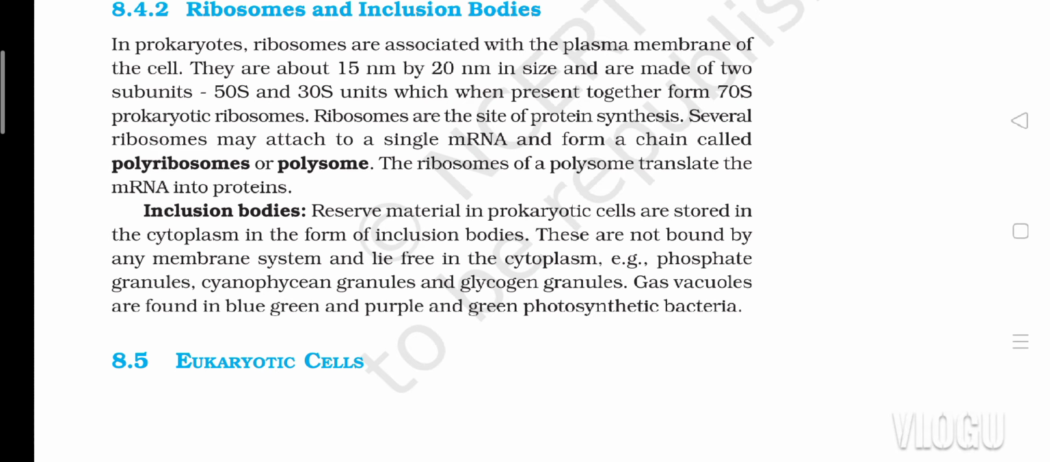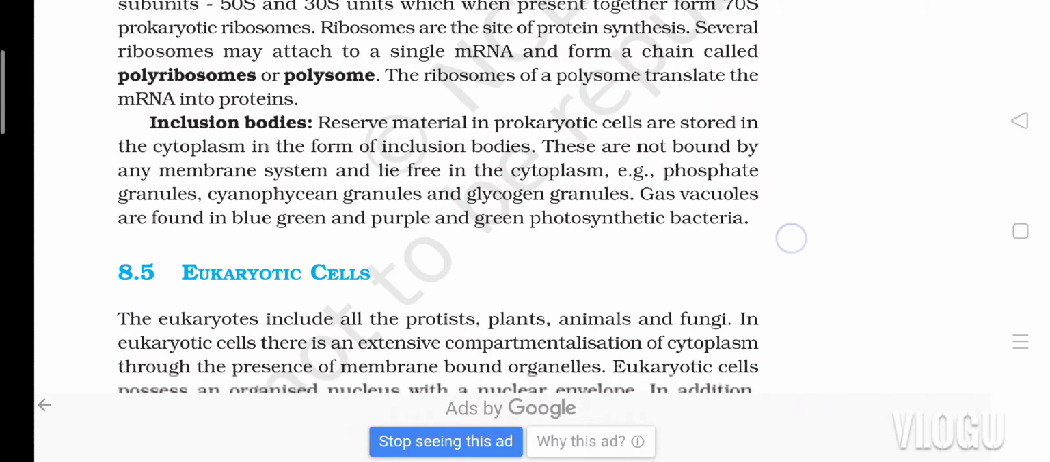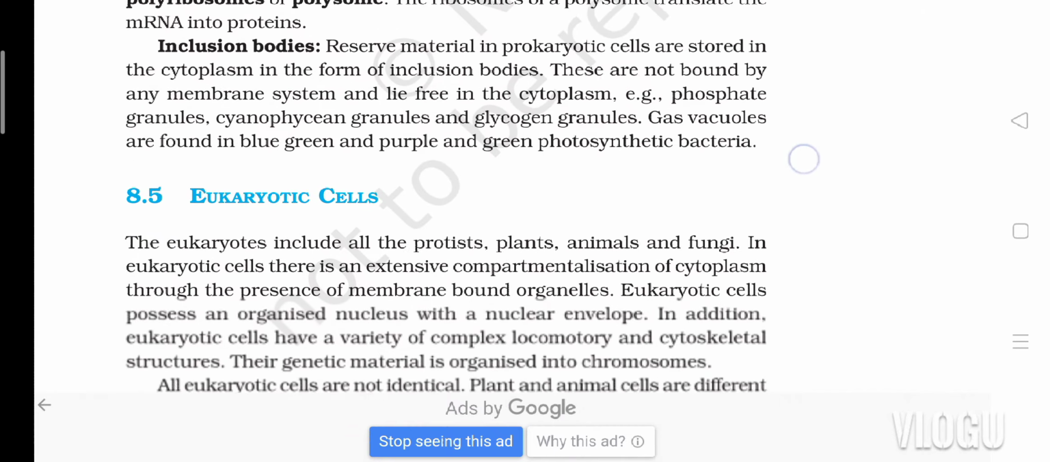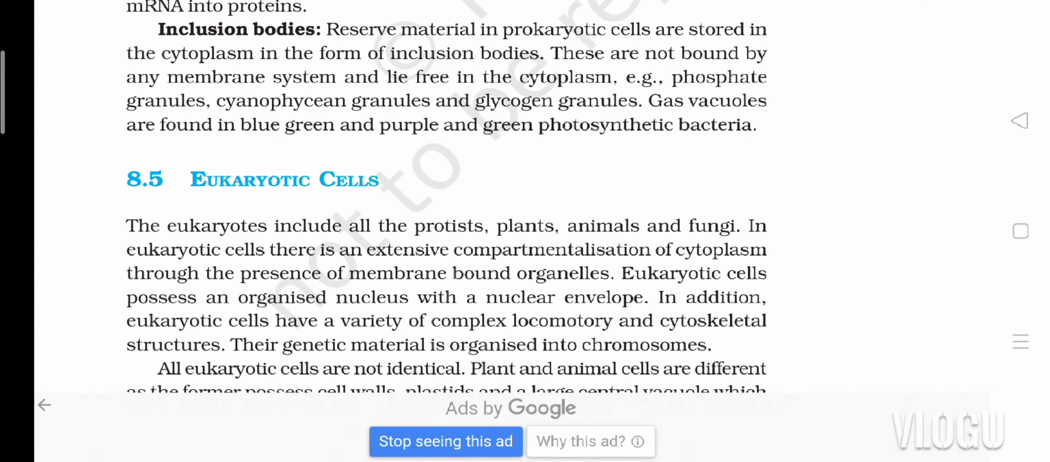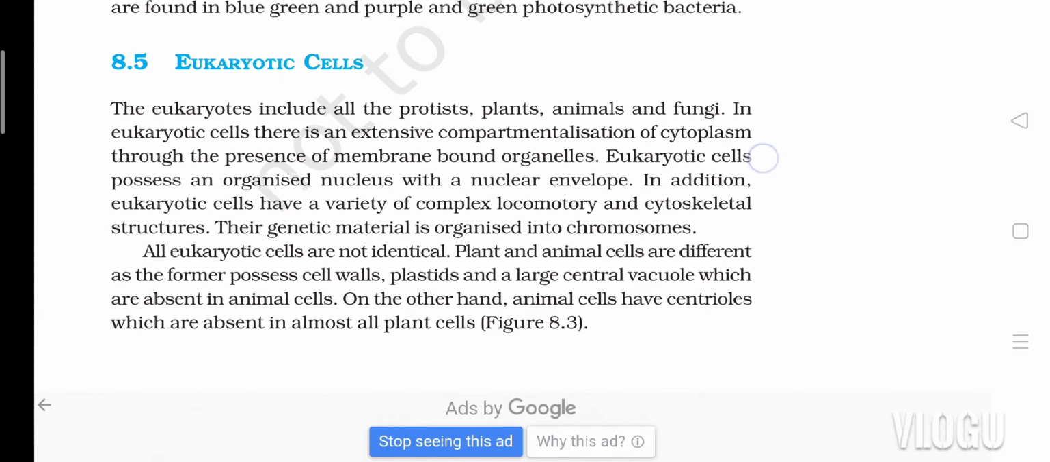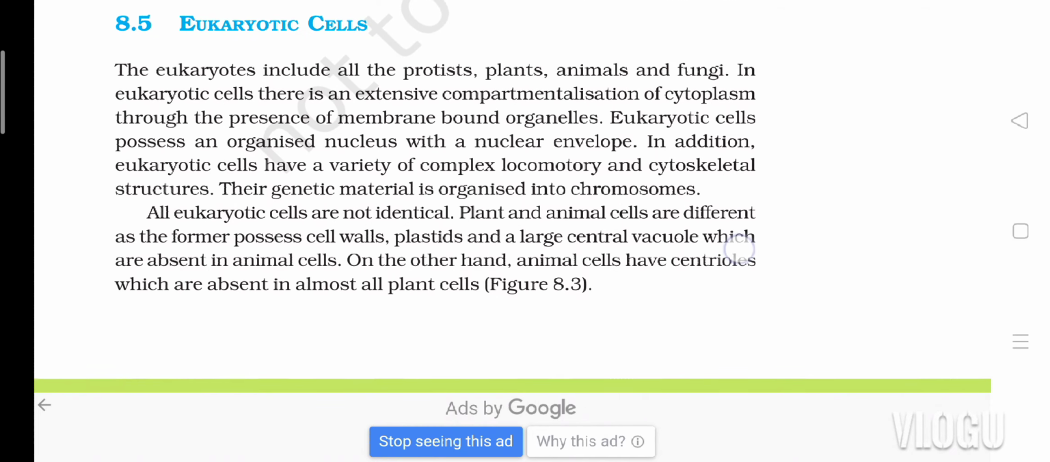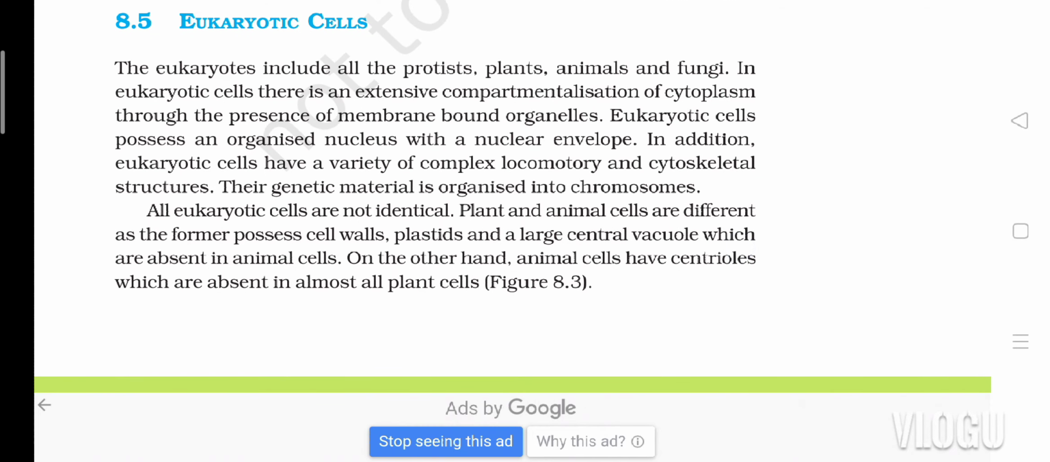So what are inclusion bodies? These are just reserve material in the cell. They are stored in the cytoplasm in the form of inclusion bodies. This is reserve material, food material in the prokaryotic cell, which they store in their cytoplasm. They are not bound by any membrane system and lie freely in the cytoplasm. This is all about the inclusion bodies.